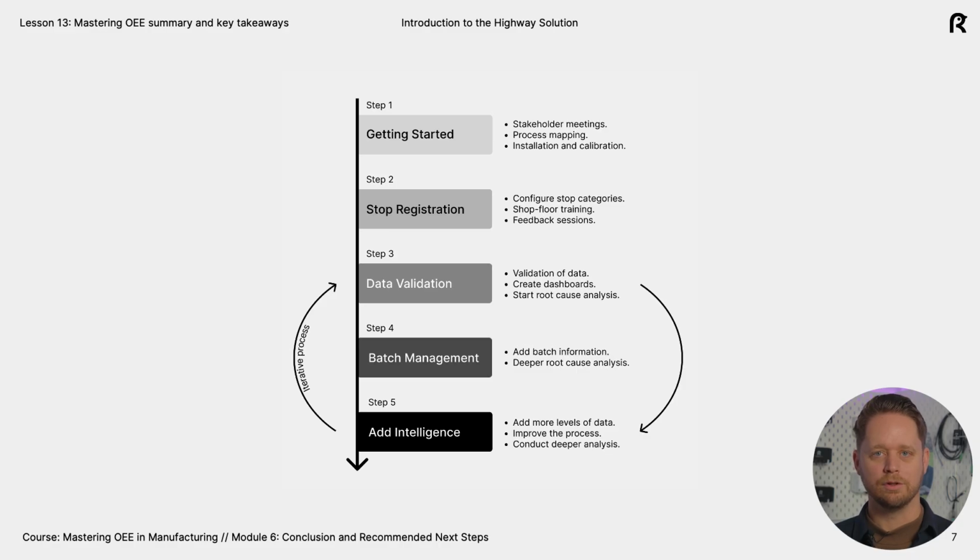Next is the highway solution, a structured framework for rolling out OEE solutions developed by Mikkel Ralph Simonsen, a senior plant optimization expert. The highway solution emphasizes stakeholder engagement, reliable data collection, and gradual implementation. It's designed to ensure a smooth transition to automated OEE tracking while building a strong foundation for sustained improvements.